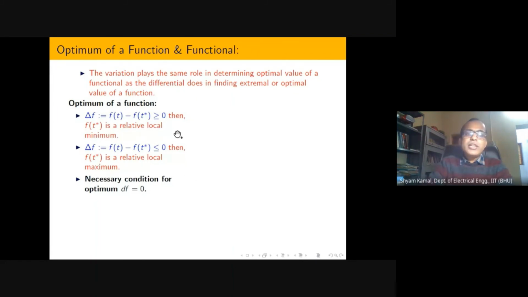So this is the story about calculus: if I know the differential and it is greater than or equal to 0, then f star t is a relative local minimum. And if this relation is satisfied, then f star t is a relative local maximum. And the necessary condition for an optimum is that df equals 0. In this way we are defining the optimum of a function in terms of the differential.